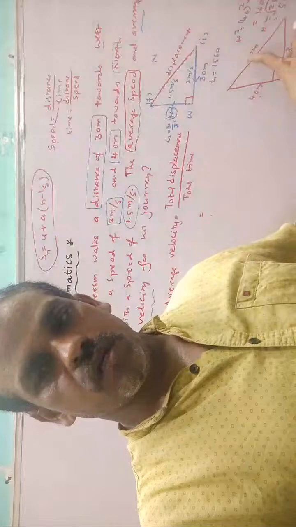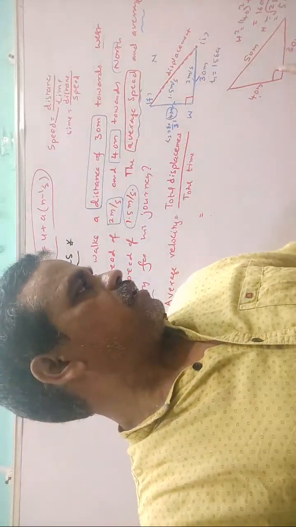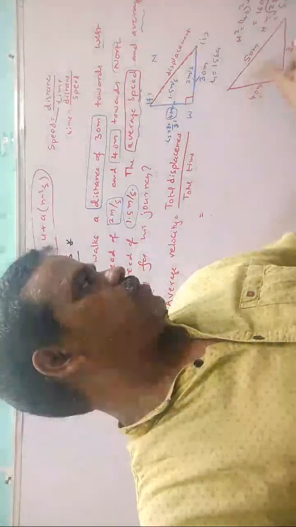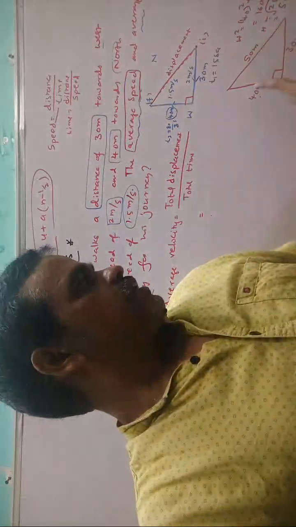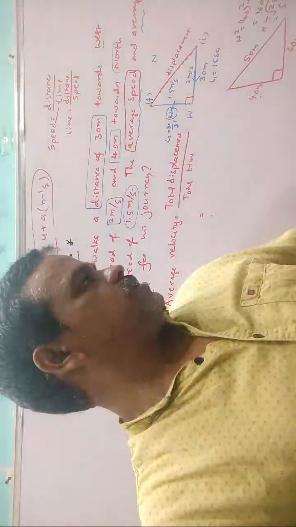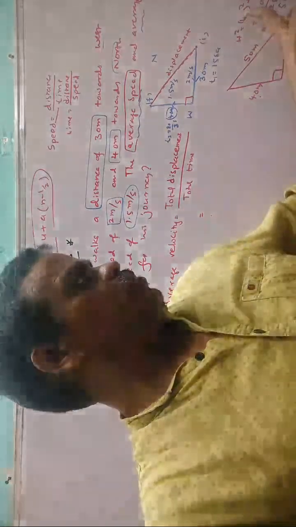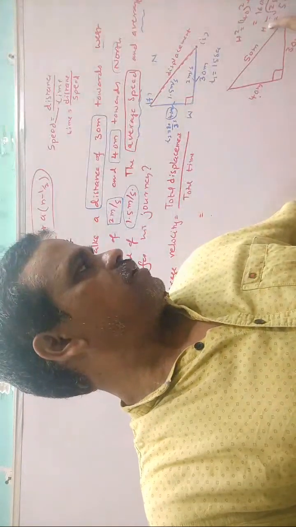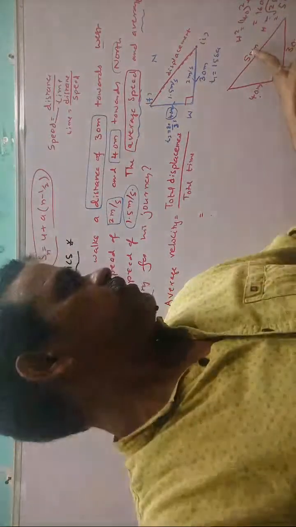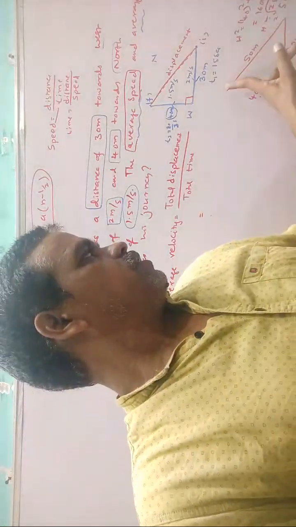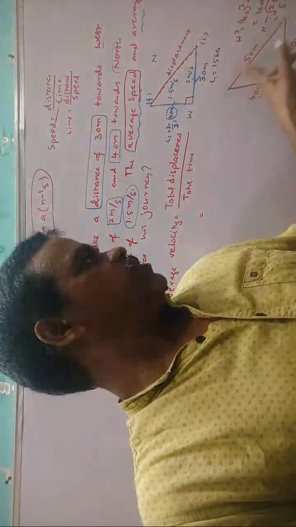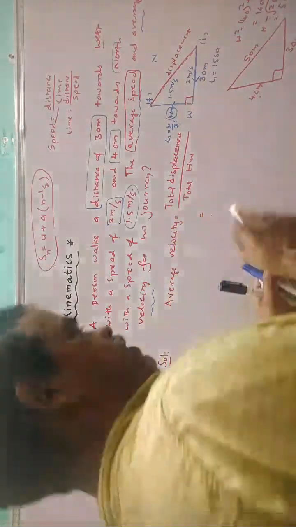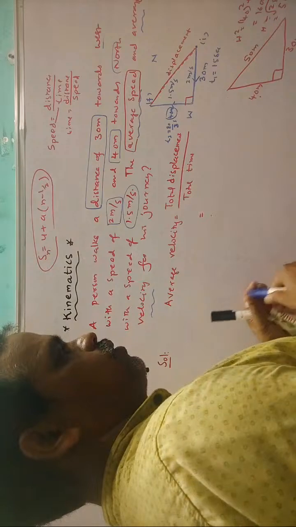This is a triangle, a right angle triangle with the right angle at this point. So here in the triangle, this is the opposite side, this is the adjacent side. Hypotenuse square equal to adjacent square plus opposite square. If you calculate the hypotenuse, that is 50 meter. This is the displacement of the person. Initial and final position, the distance is 50 meter.